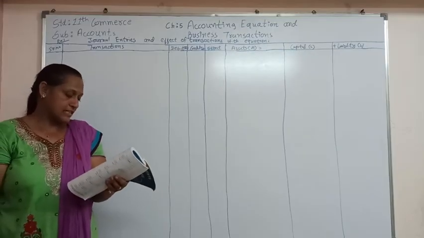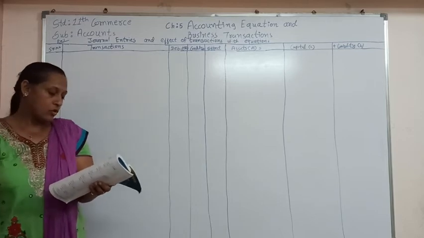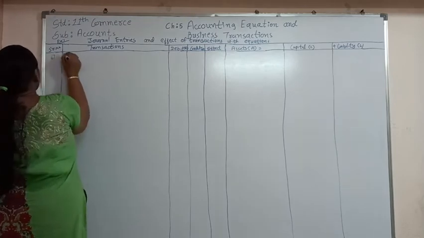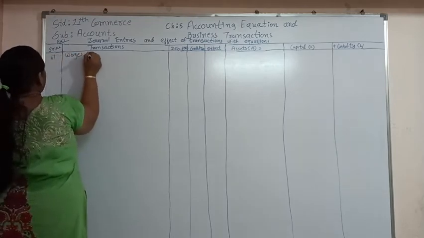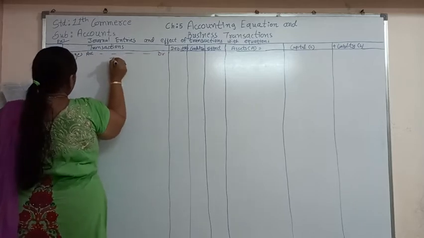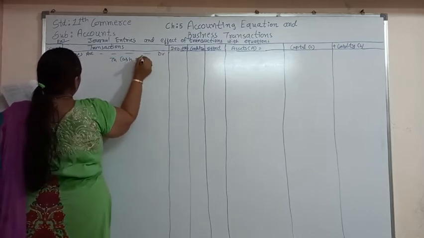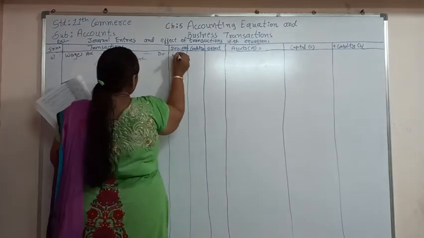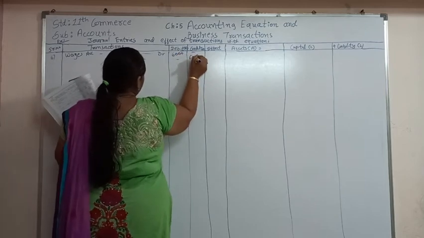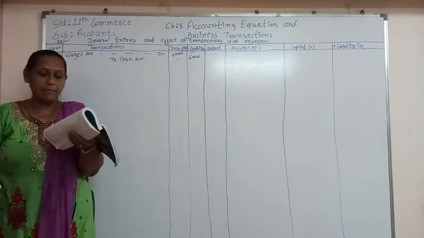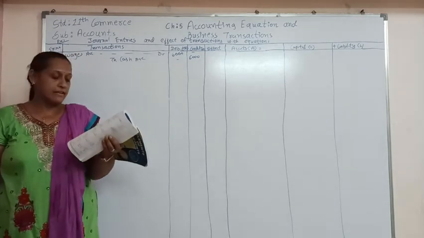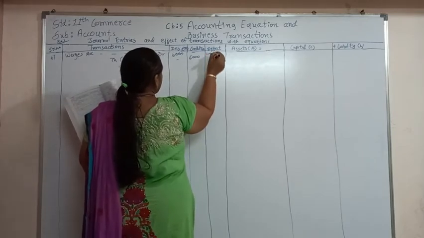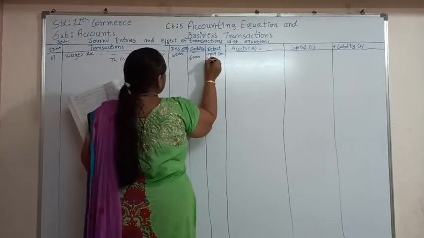Let's see the next transaction. Rupees 6,000 paid for wages. So here the journal entry that we are going to pass will be wages account debit to cash account. So here we are paying wages of rupees 6,000. So 6,000, and because of this wages, capital is going to be decreased, and cash is also going to be decreased. So here capital decrease as well as cash decrease.